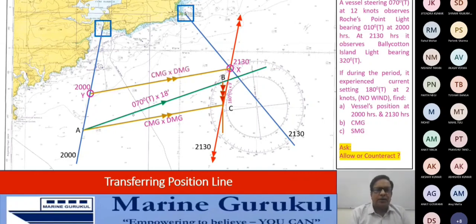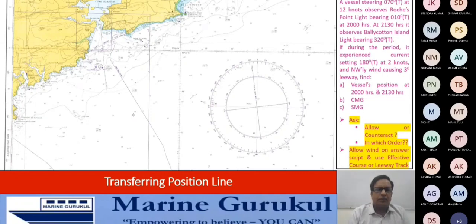Now let's take the last example in which we have both wind and current. Same vessel steering 070 degrees true at 12 knots, observes Roche's point light bearing 010 degrees true at 2000 hours, 2130 bore, 320 degrees true. During this period, the current was setting south as in the earlier case at 2 knots and northwesterly wind causing 3 degrees leeway. Find vessel's position at 2000 hours and 2130, CMG and SMG.